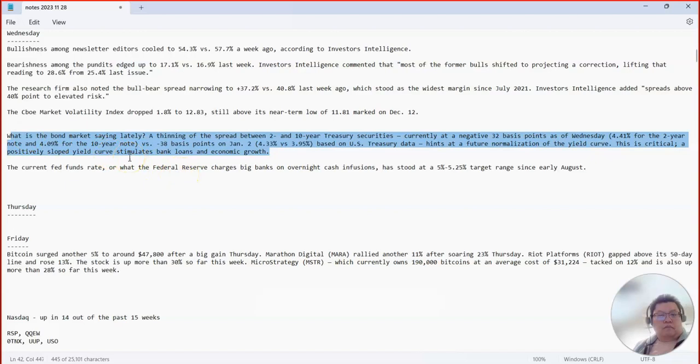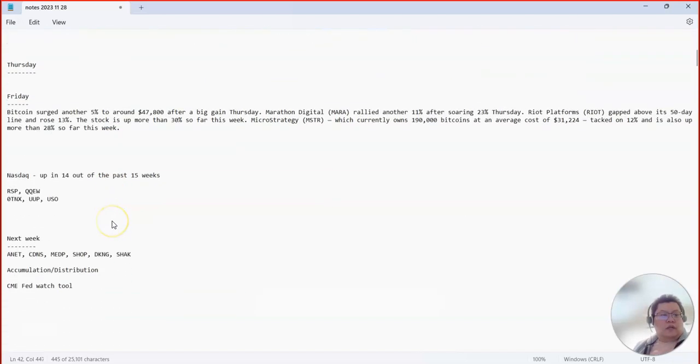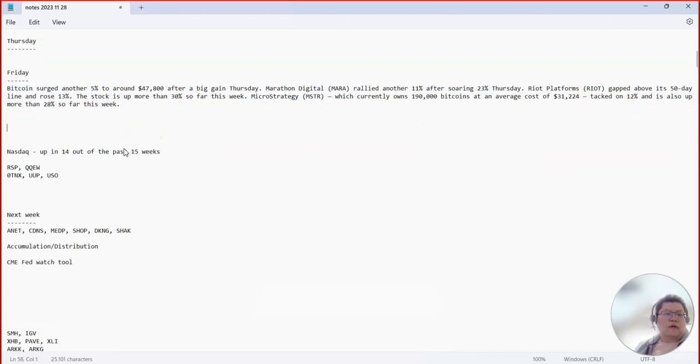So, not much news on Thursday. Friday, of course, there was lots of earnings news. We'll talk about the stocks in a second. But on Friday Bitcoin moved around 57, I think it hit a new high right on Friday. And then Marathon stock, Riot, MicroStrategy, all the stocks moved. So if you have those stocks, good for you.